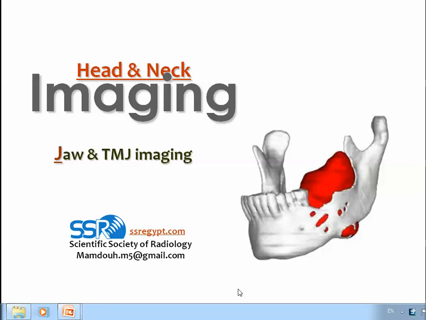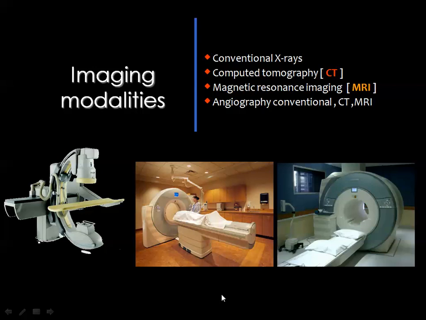The head and neck infection lecture is not yet ready, but we will handle now the imaging of the mandible, and I hope very soon we can present the head and neck infection. And you know that there are a lot of imaging techniques for evaluation of the mandible and the jaw in general, including the conventional X-rays with the panoramic view, as well as the CT scan, MRI, and some of the angiographic techniques, whether performed by CT or MRI.